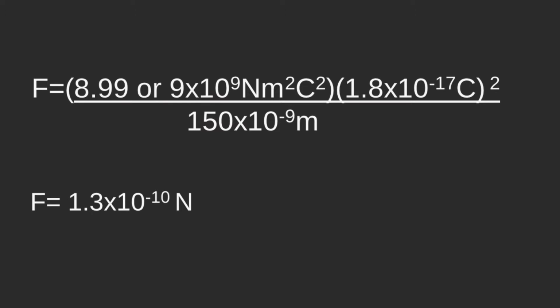F is equal to 9 times 10 raised to 9 N m squared over C squared, open parentheses, 1.8 times 10 raised to negative 17 C, close parentheses squared, over 150 times 10 raised to negative 9 m. Sum that equation up in the calculator, and you will have the result of 1.3 times 10 raised to negative 10 Newton. And so that's it.